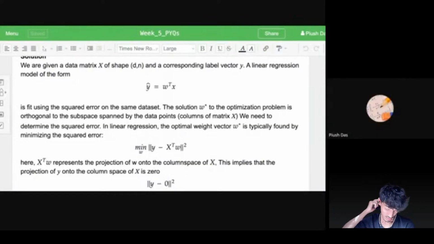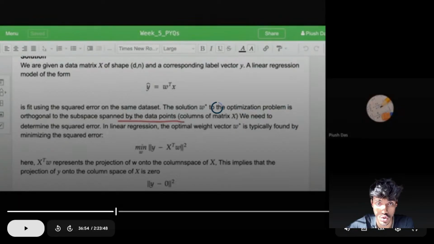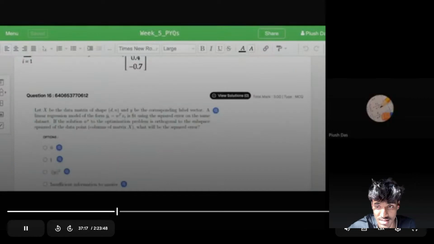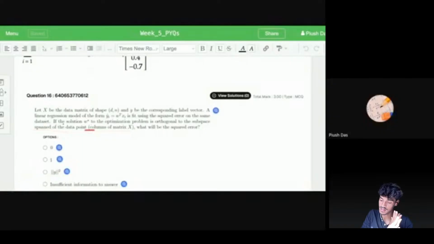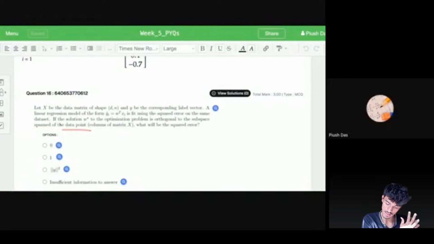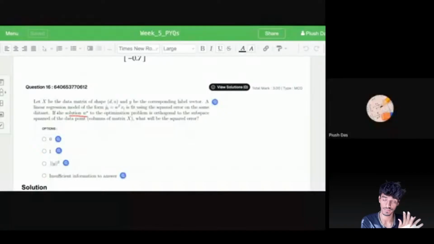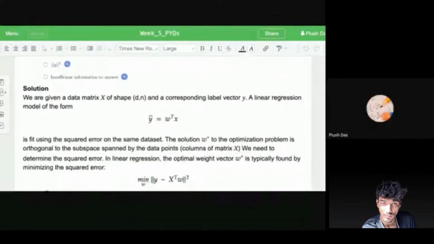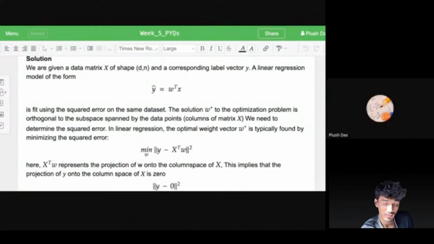The solution W star, the optimum vector, and the data points: if the solution to the optimization problem is orthogonal to the subspace spanned by the data points, that is the columns of matrix X, so this is actually your X transpose. These data points are your X transpose, and this solution W star is orthogonal to that subspace. So that's the reason this quantity is 0. This is given in the question.